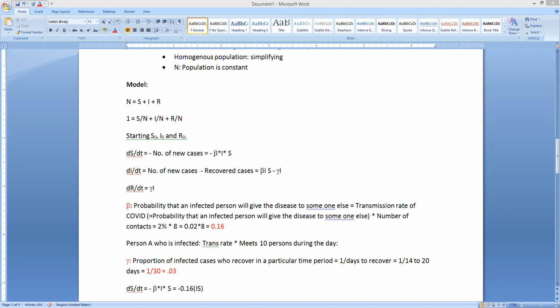So blue is the proportion of susceptible people. You can see that in the initial phase, the disease is spreading very, very slowly, so it is almost 1. After 40 days, the number of infected cases, which is red, starts to increase.